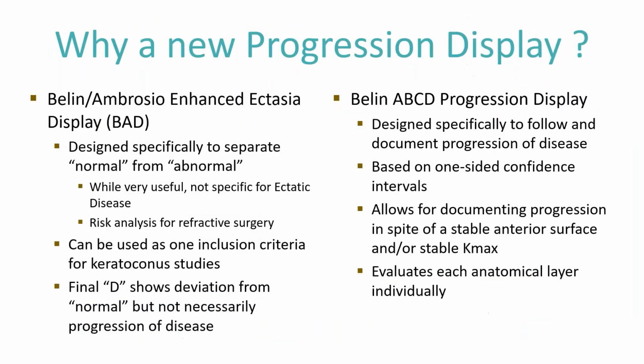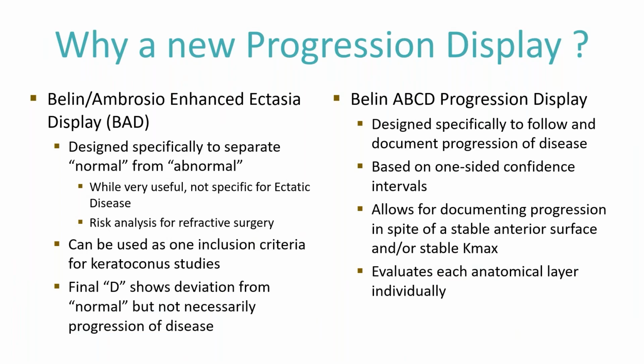So why did we come up with the progression display? Well, I already alluded to that the BAD display is designed to separate normal from abnormal. While very useful, it's not necessarily specific for ectatic disease, really designed for risk analysis. And as I said, it can be used as inclusion criteria for keratoconus studies by adding certain parameters to make it more specific. But the final D shows deviation from normal, but not necessarily progression of disease.